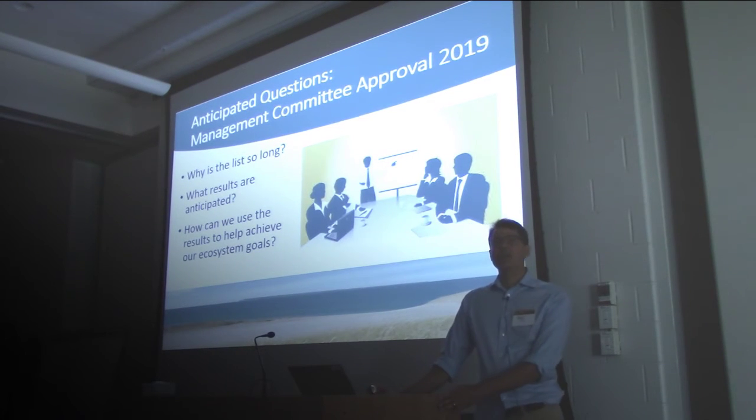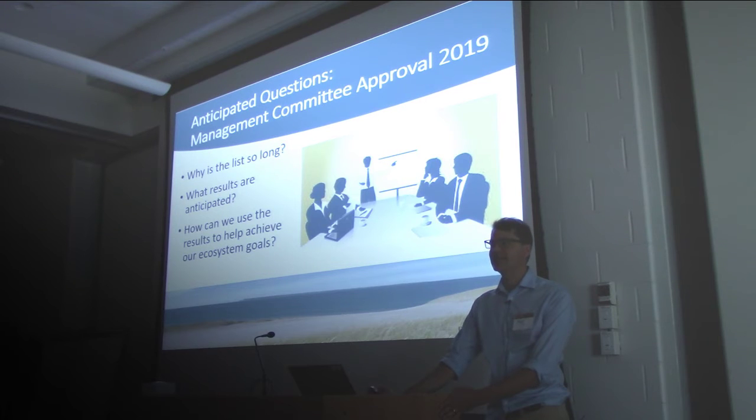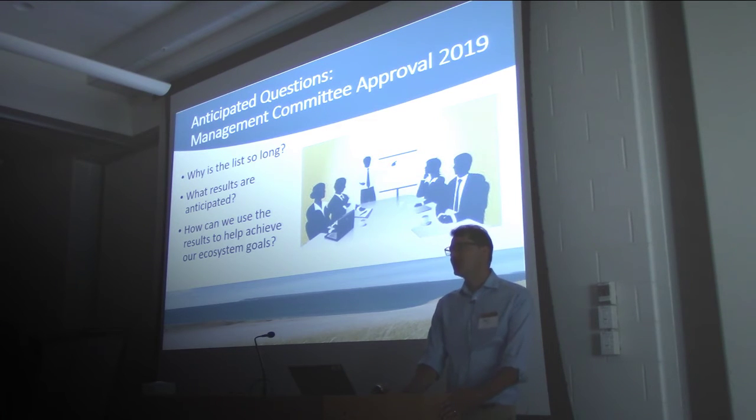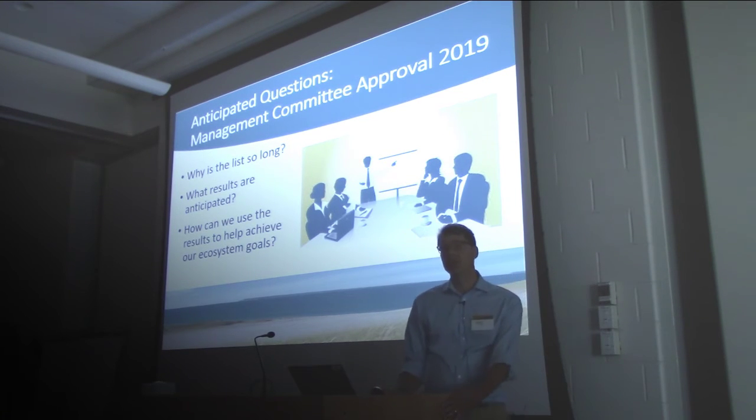One, they often ask, why is this list of priorities so long? So for example, they will not be asked to approve this workshop's report, but rather a list of priorities which this workshop is informing. The longer the list we provide, the more questions they start having about what really is and isn't a priority for the lake. Two, they ask what results are anticipated, because they really want to make sure that the priorities that we propose are after clearly defined results, and that the results are achievable. Third, they always ask how we're going to use the results.